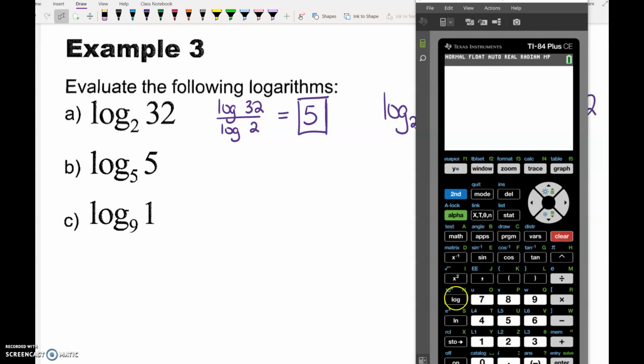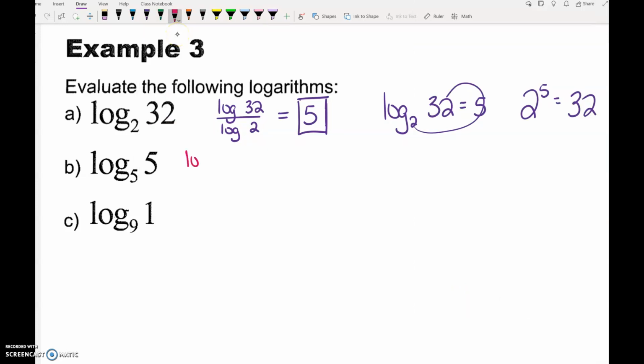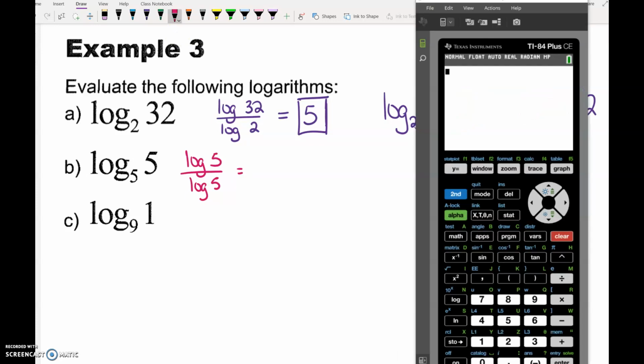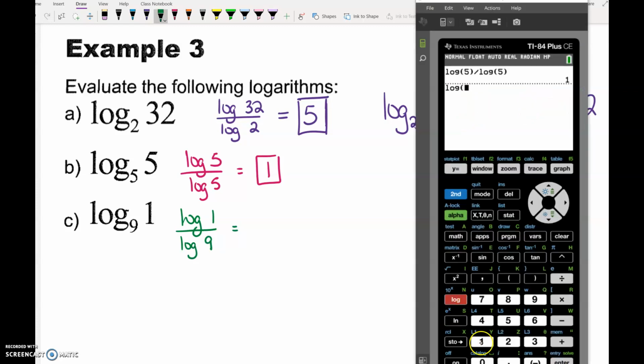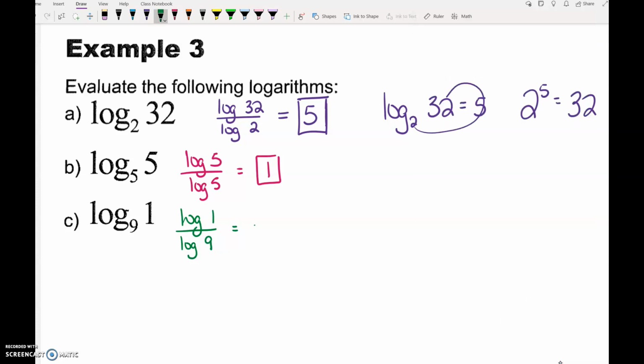Okay, on B, we should be doing log of 5 divided by log of 5. You can probably guess what that's going to be. Log 5 divided by log 5 is 1. The next one, we need to do log 1 divided by log 9. It is not the bigger number on top; it's the number inside the log on top, and it's the base on the bottom. So log of 9 goes on the bottom because 9 was the base for that logarithm. And this one is 0.